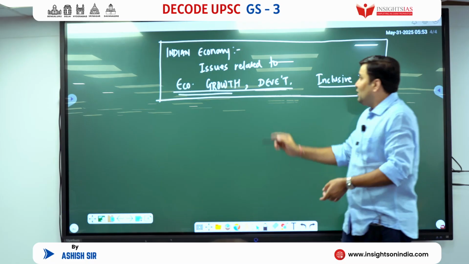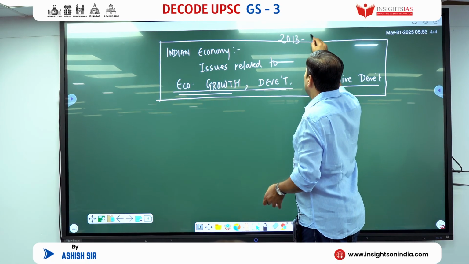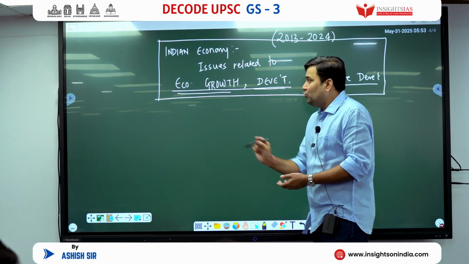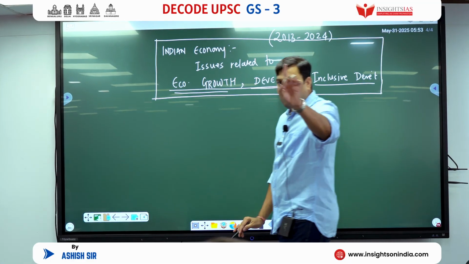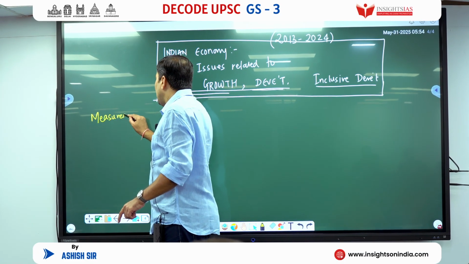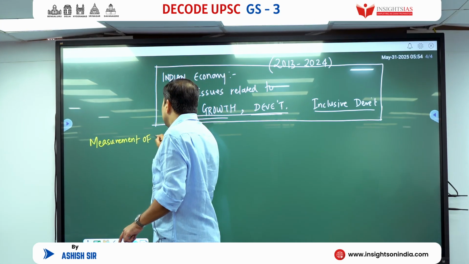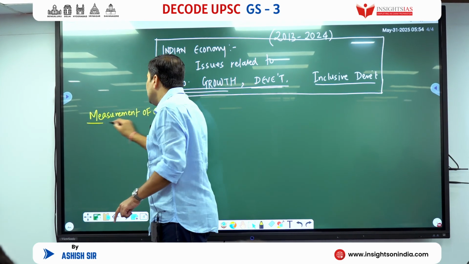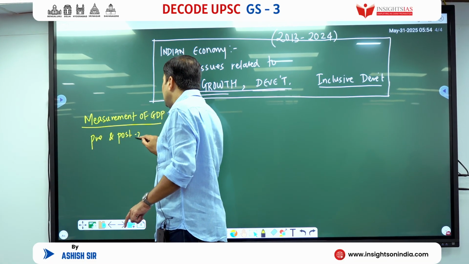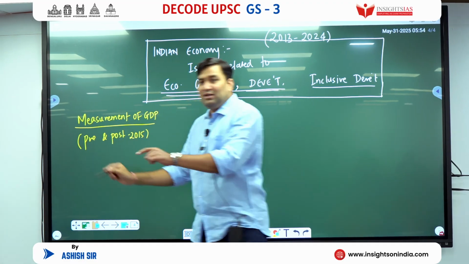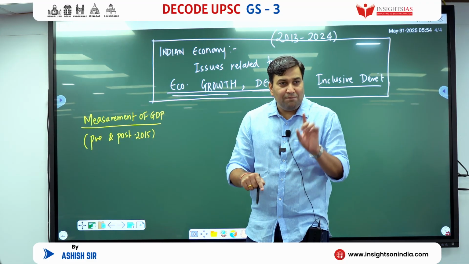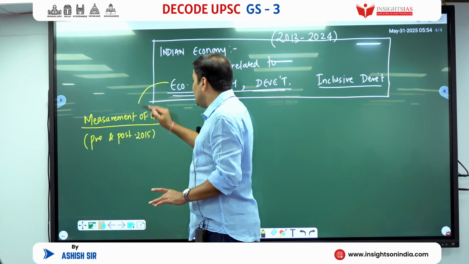So in UPSC, if you consider 2013 till 2024, on this topic, let me try to decode how the questions are asked. On economic growth, first what they have asked is, for example, the measurement of GDP and changes in the methodology, pre and post 2015. This was a question of 2016: how GDP is measured, what is the methodology, why it is changed. Basic, correct? That is the first point on economic growth.